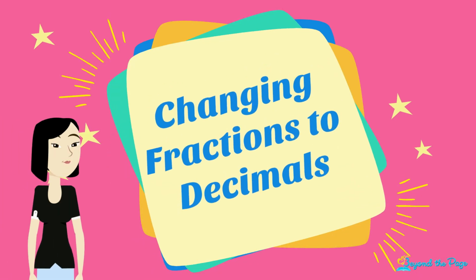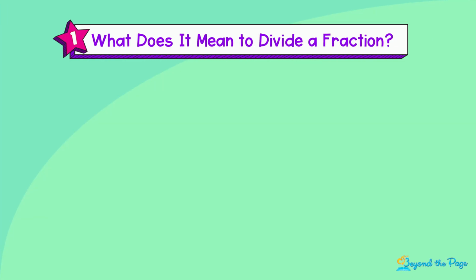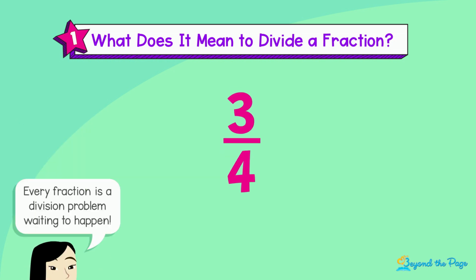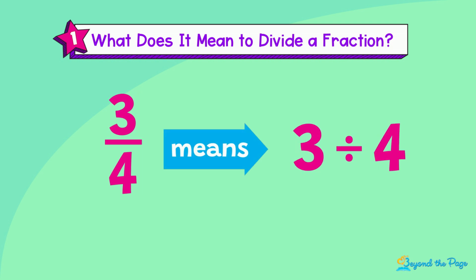Changing fractions to decimals. What does it mean to divide a fraction? Every fraction is a division problem waiting to happen. For example, 3/4 means 3 divided by 4. The numerator, the top number, is divided by the denominator, the bottom number.